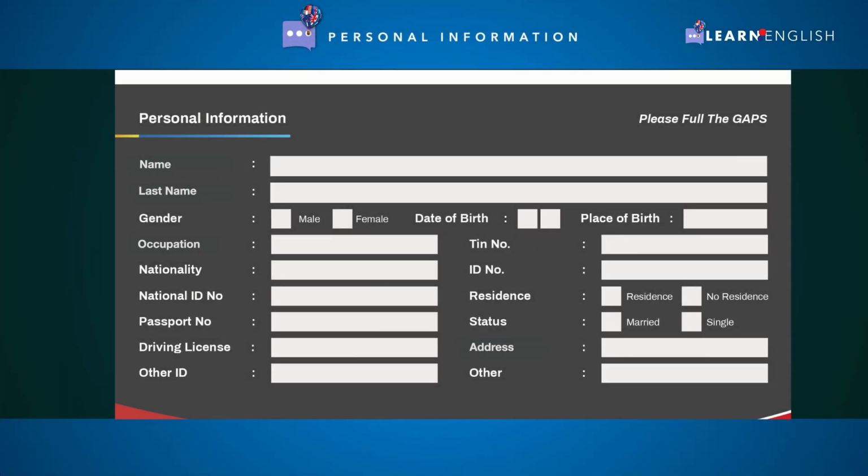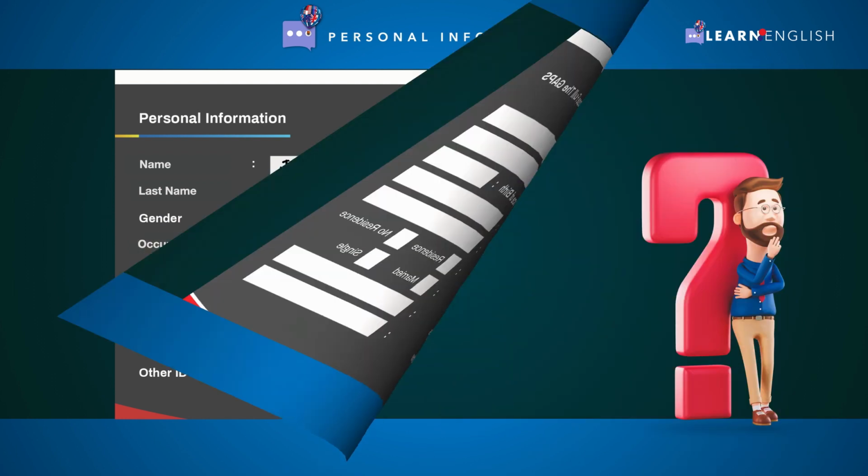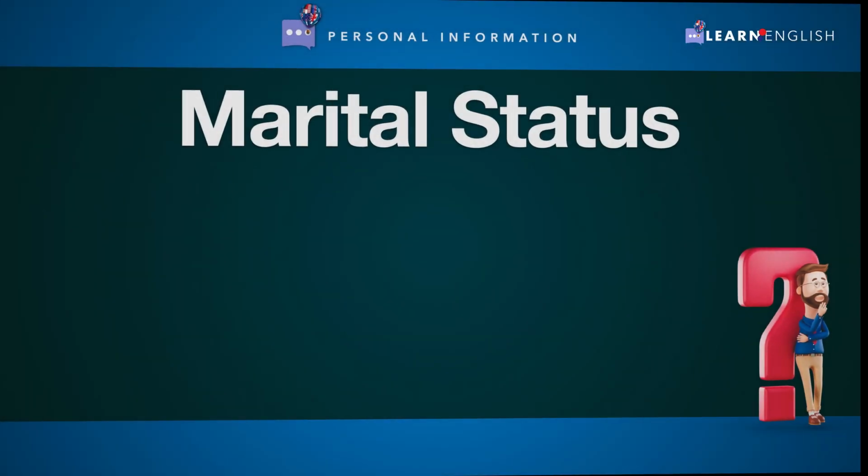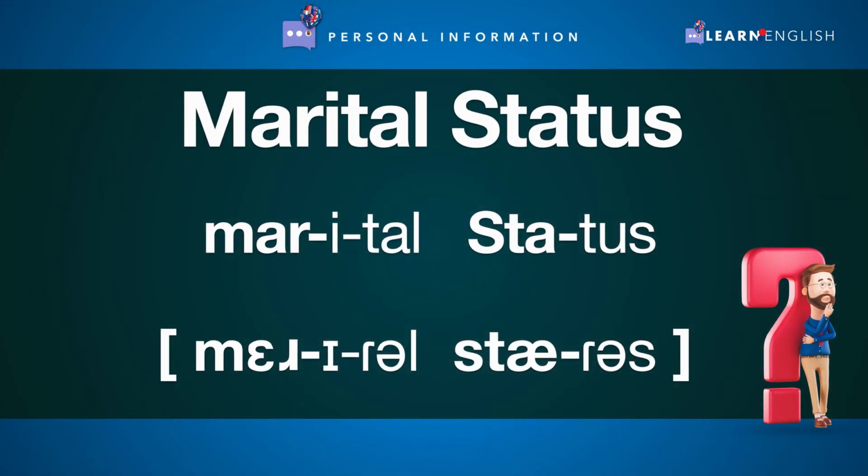Now, we begin to complete our form, filling in the first name and last name fields. Now, let's move on to fill in the marital status, gender, and occupation. Let's look at the first one, marital status. Marital status.